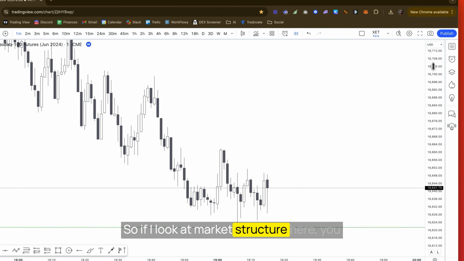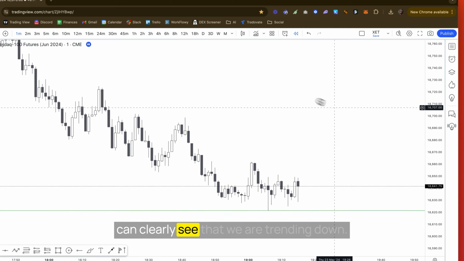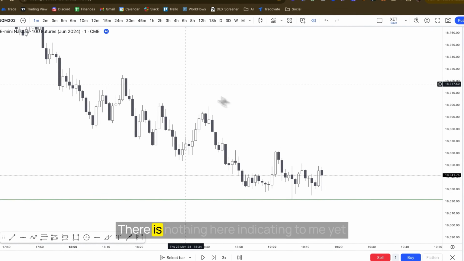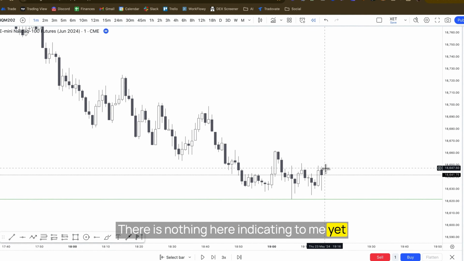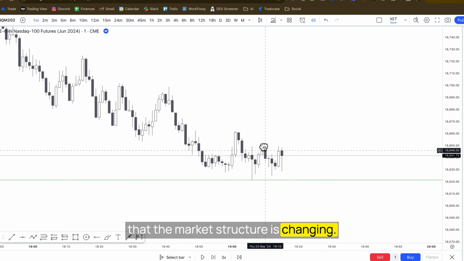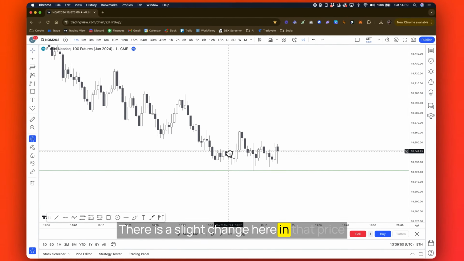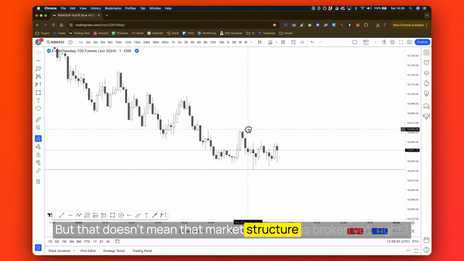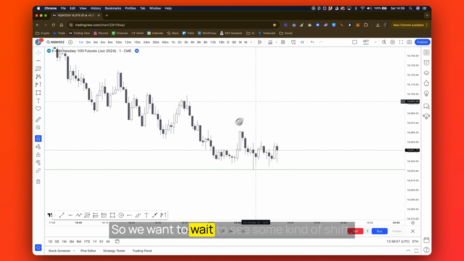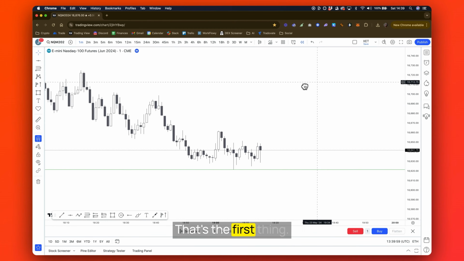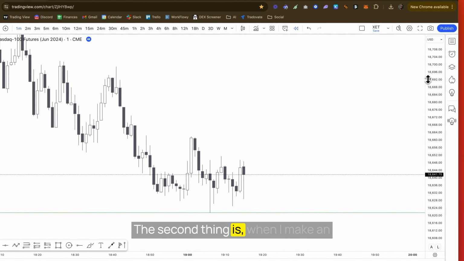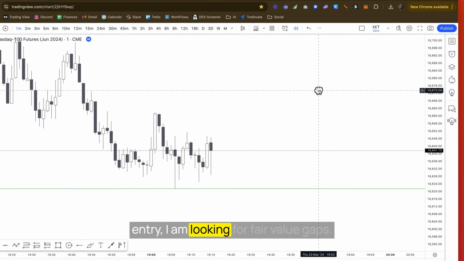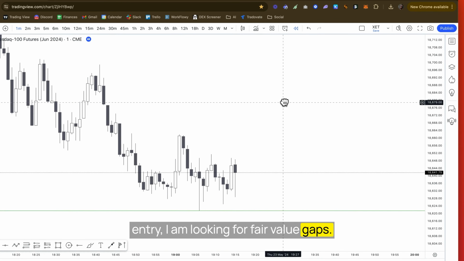Okay, so if I look at market structure here, you can clearly see that we are trending down. There is nothing here indicating to me yet that the market structure is changing. There is a slight change here in that price is beginning to consolidate in this area, but that doesn't mean that market structure is broken yet, right? So we want to wait to see some kind of shift. That's the first thing. The second thing is when I make an entry, I am looking for fair value gaps.